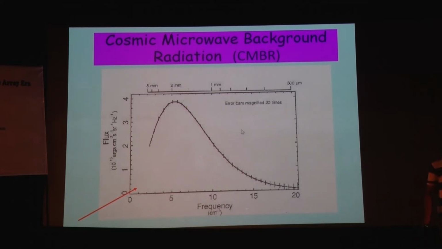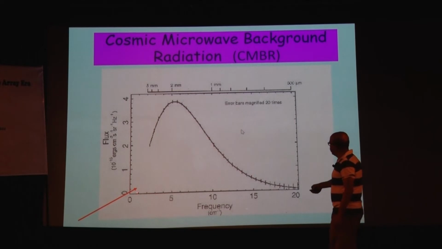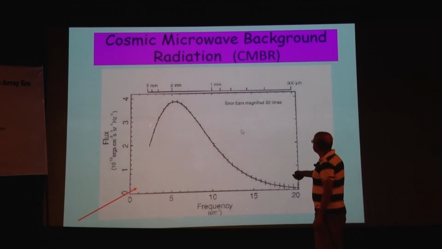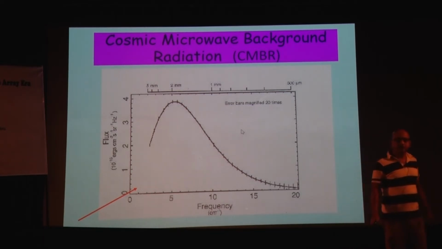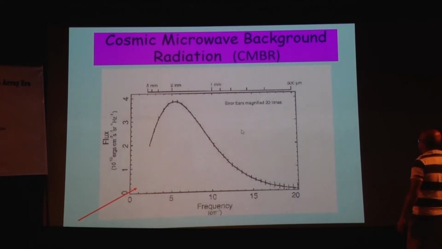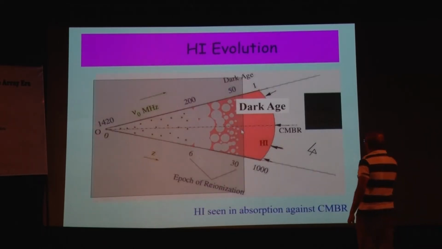And where will these fluctuations occur? These fluctuations will occur in this part of the CMB spectrum, the very low frequency part, which is not shown here, not measured here at all. Very low frequency part, meter wavelengths. This is where these fluctuations will be seen, this part of the spectrum. With this background, let me now briefly discuss our idea of the neutral hydrogen evolution.